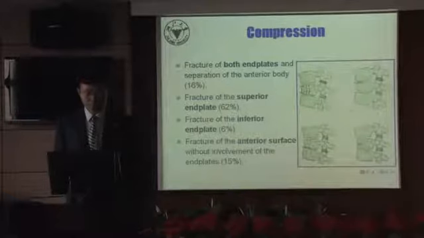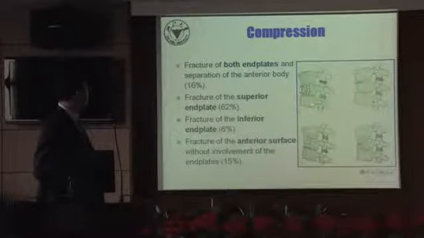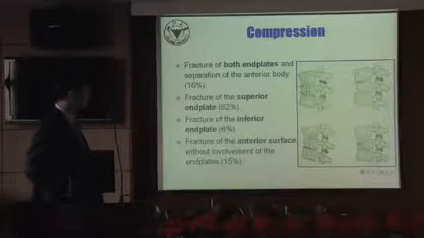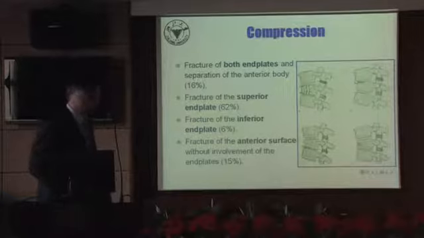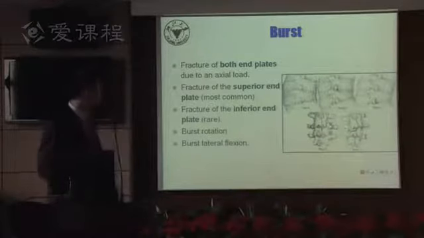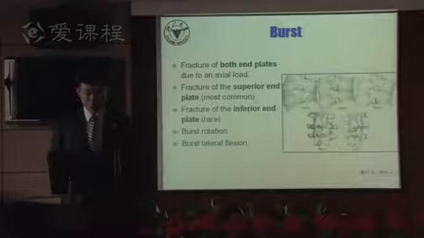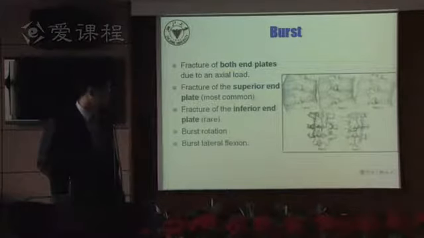Compressions include four types. Type A: fracture of both endplates and separation of the anterior body. Type B: fracture of the superior endplate. Type C: fracture of the inferior endplate. Type D: fracture of the anterior surfaces. First, fracture of both endplates due to an axial load. Fracture of the superior endplate. Fracture of the inferior endplate. Burst, rotations, lateral flexions.